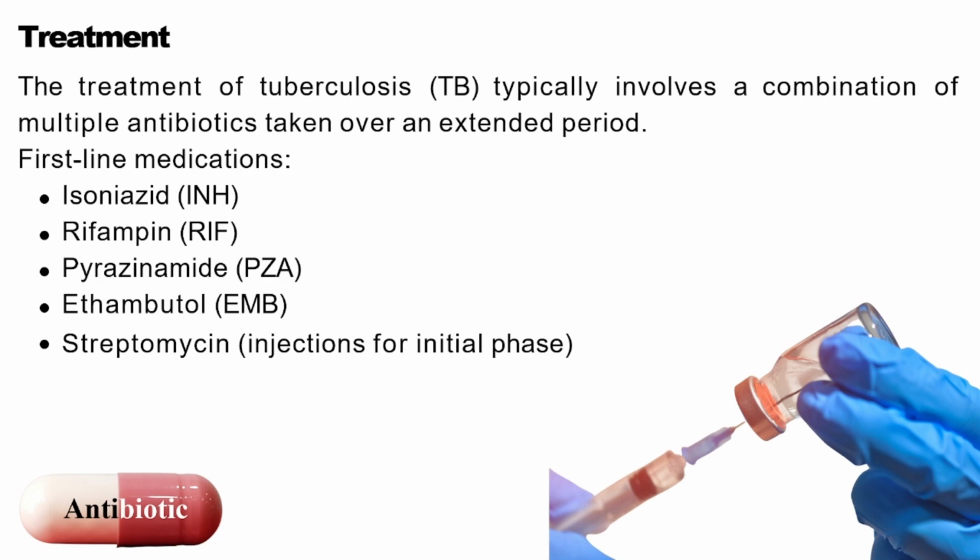There are first line medications which are involved in the treatment of the TB infections, and sometimes second line medications are also involved. But here we are just going to discuss the first line medications, which are isoniazid, rifampin, pyrazinamide, ethambutol, and streptomycin injection for the initial phase. These are the antibiotics which are given to the patients when the patient is exposed to the TB infections.